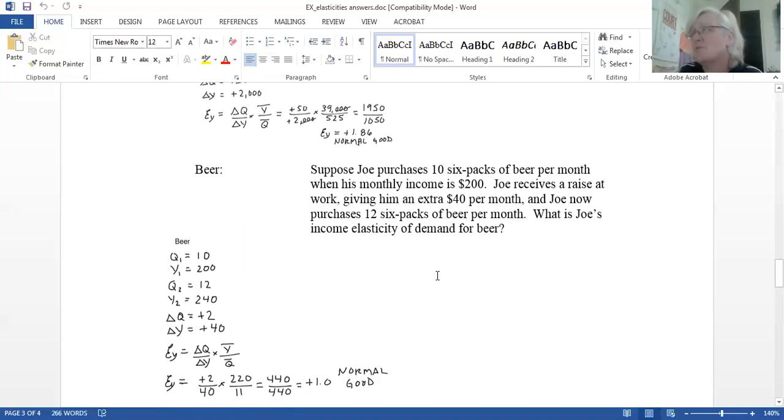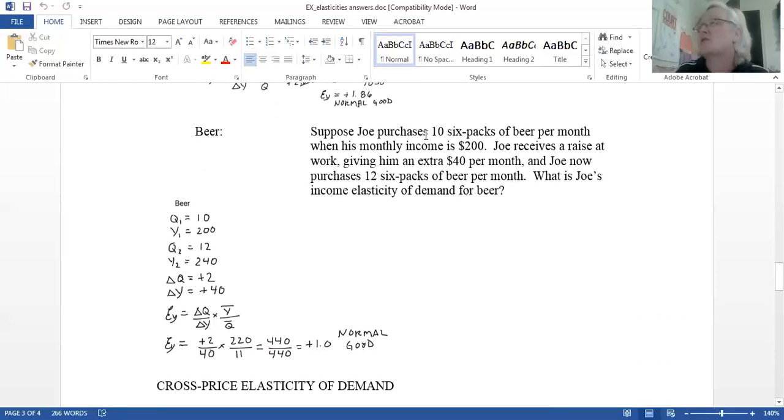All right, suppose Joe purchases 10 six-packs. We're looking at beer now, and same thing. We're still under income elasticity, I believe. So he purchases 10 six-packs of beer, Q1 is 10, when his monthly income is 200, Y1 is 200.